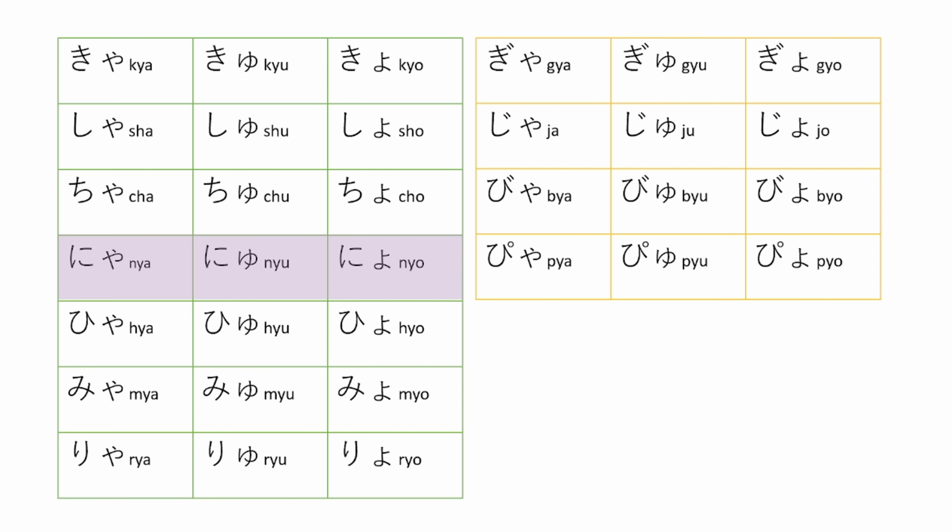Nya, nyu, nyo. Hya, hyu, hyo. Mya, myu, myo. Rya, ryu, ryo. Gya, gyu, gyo. Ja, ju, jo. Bya, byu, byo. Pya, pyu, pyo.